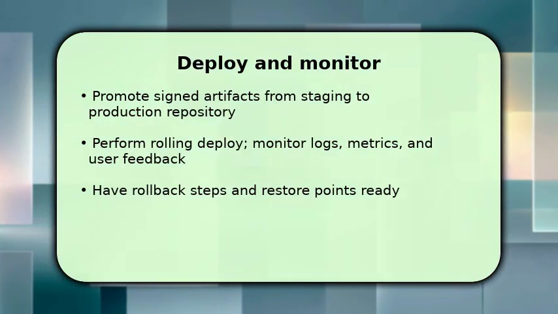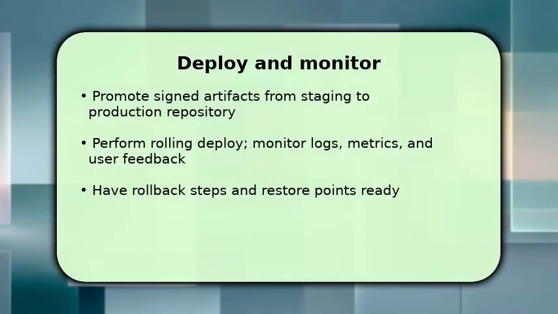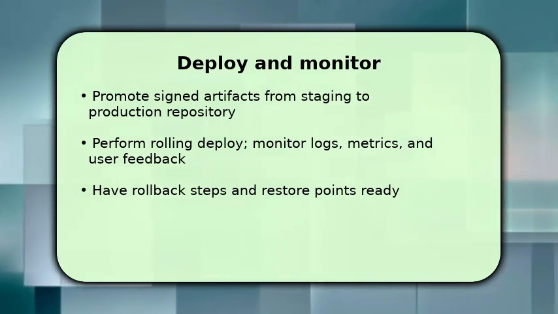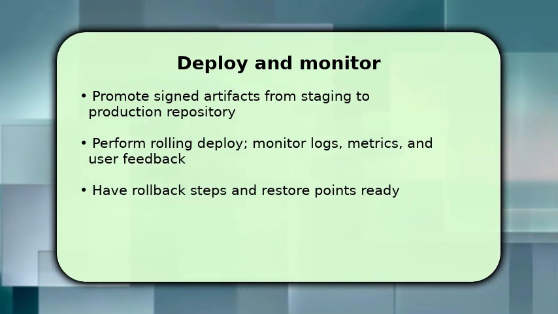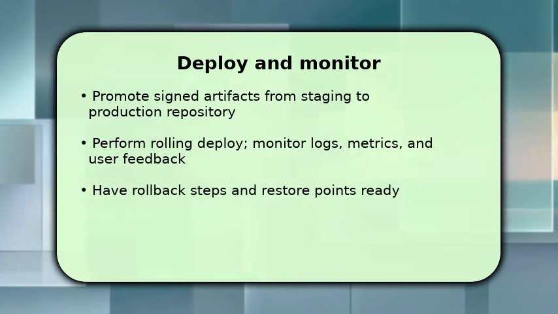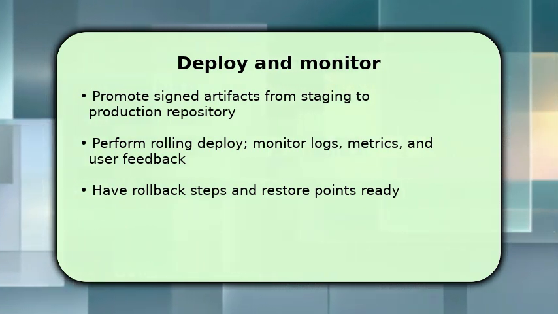Finally, deploy the updated publisher carefully and monitor outcomes in real time. Promote signed artifacts from staging to production and perform a rolling deploy so you limit blast radius. Watch logs, health metrics, and early user feedback to catch regressions quickly.